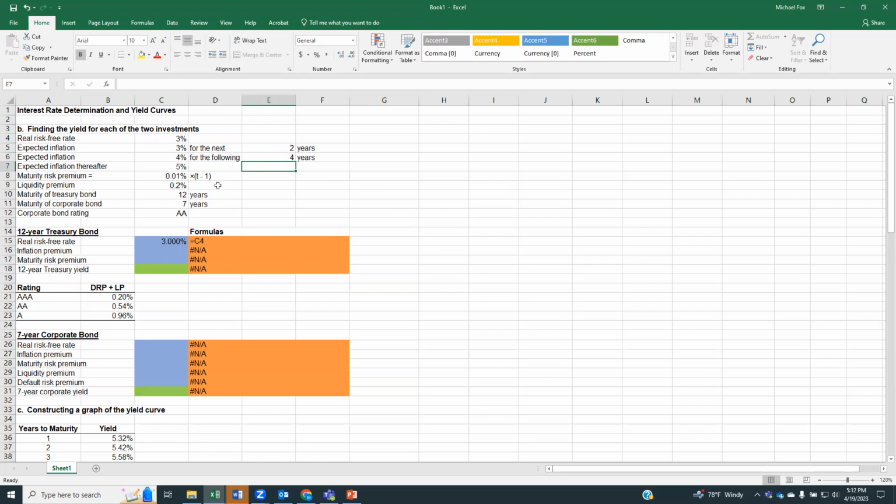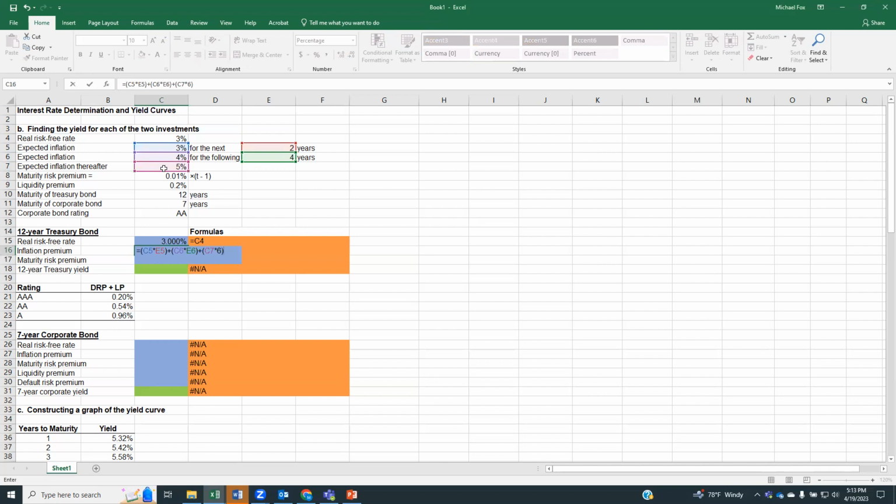So the inflation premium is going to equal our expected inflation times the number of years at that inflation. You'll see I put that in parentheses, and then I'll say plus this expected inflation rate times the number of years, plus this expected inflation rate times 6 more years of that. So that adds up to 12 years: 2 years at 3%, 4 years at 4%, and 6 years at 5%.